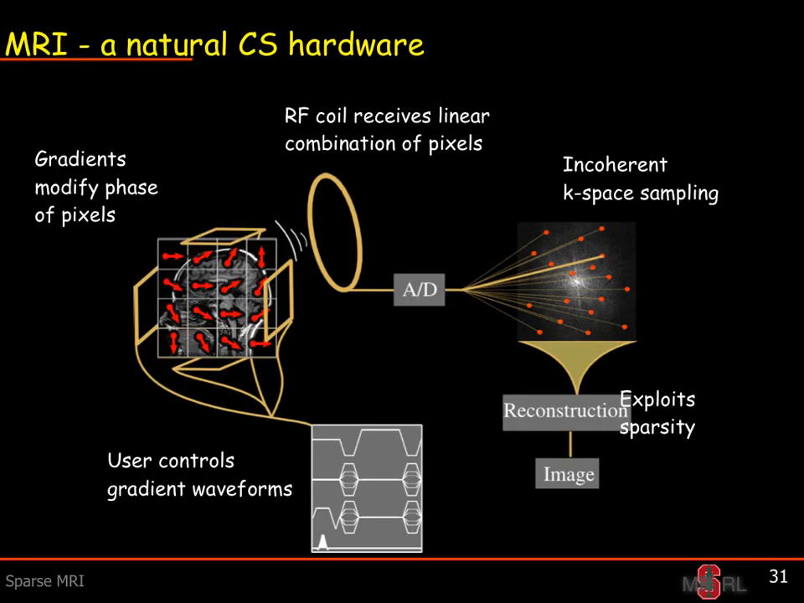But the cool thing about MRI is that it's really a natural hardware for compressed sensing, right? That is, we have complete control over the design of the experiment via our ability to control the gradient waveforms and where we go in k-space, such that we can implement incoherent k-space sampling that is well suited to a reconstruction that exploits sparsity of the image we're trying to reconstruct in the transform domain.